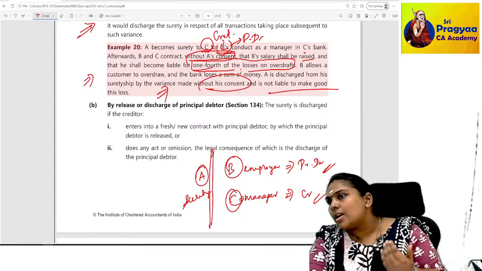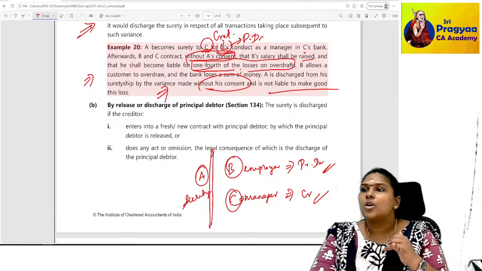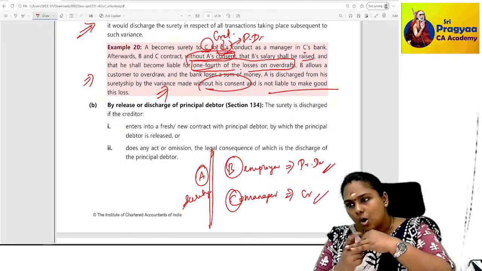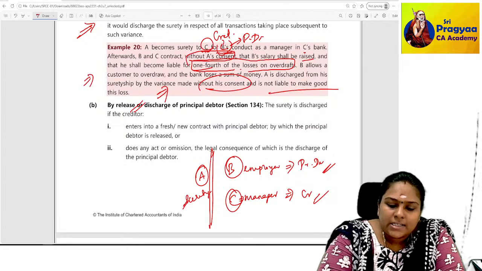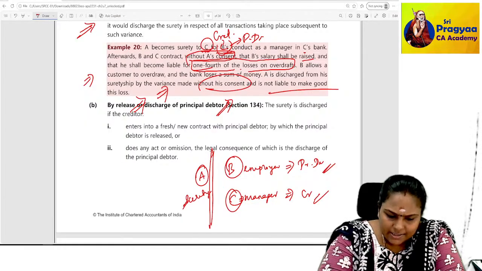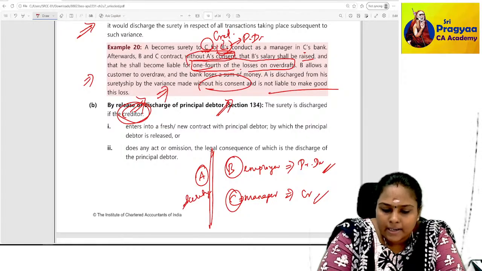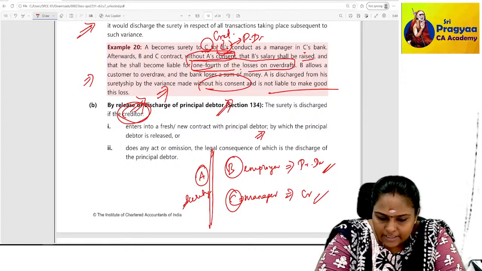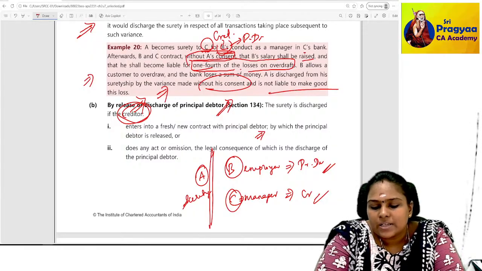So from this what we understand is, without knowledge of the surety you cannot go into novation, you cannot go into alteration also. Clear? Next one, by release or discharge of the principal debtor. Start reading. Surety is discharged if the creditor enters into a fresh or a new contract with the principal debtor by which the principal debtor is released. Omission, the legal consequence of which is the discharge of the principal debtor.